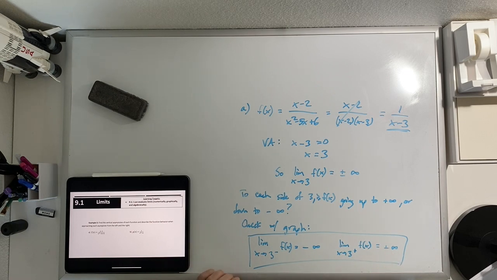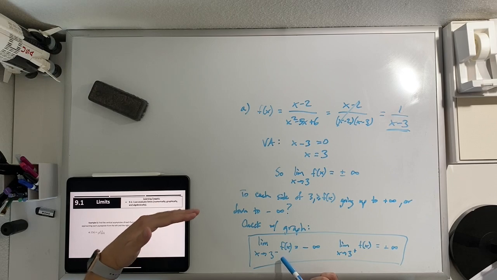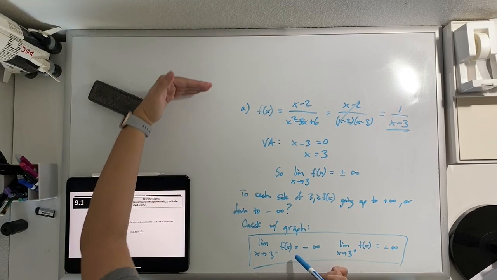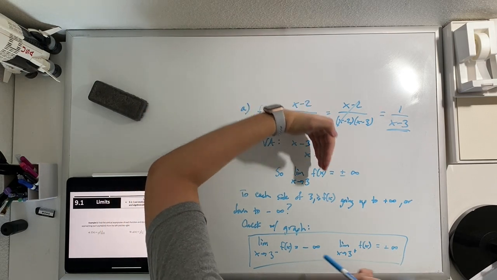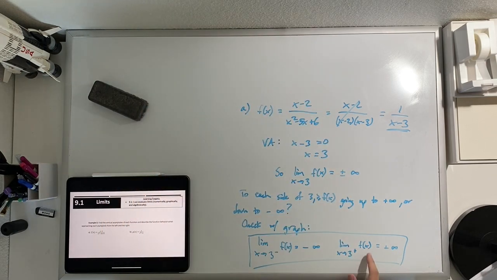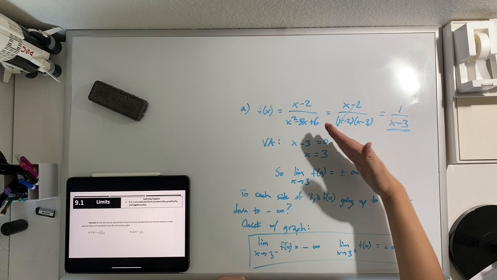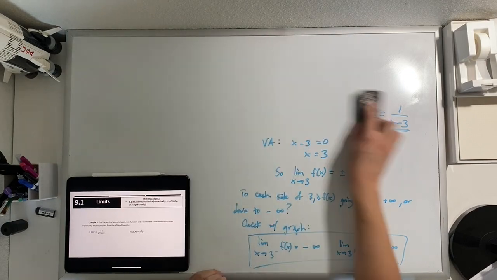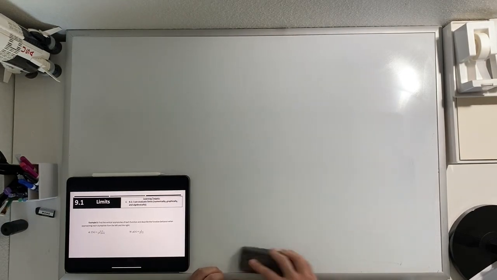And again, all this is saying is that as we approach x equals 3 from the left, this graph is going to approach negative infinity. So as we get closer and closer to 3 from the left, we're going down. And then to the right of 3, as we get closer and closer, we're going up. So that's all this fancy notation is telling us. I want to do part B here, and then we'll be done for the day.